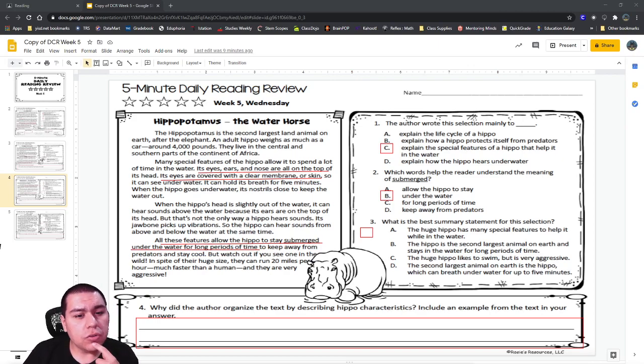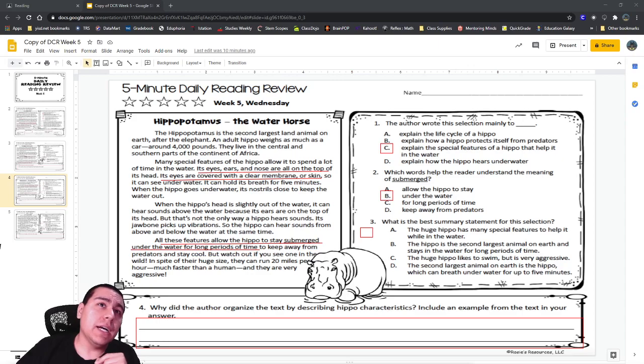Jadine, what's another feature the hippo has that will help it in the water? That won't help it in the water. But Jadine, you had your hand up. What's another feature that helps it in the water? They have the skin over their eyes so they can see underwater. You're absolutely right. That's another one that will help it.